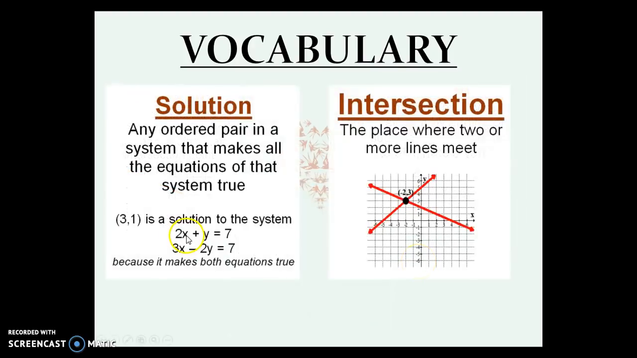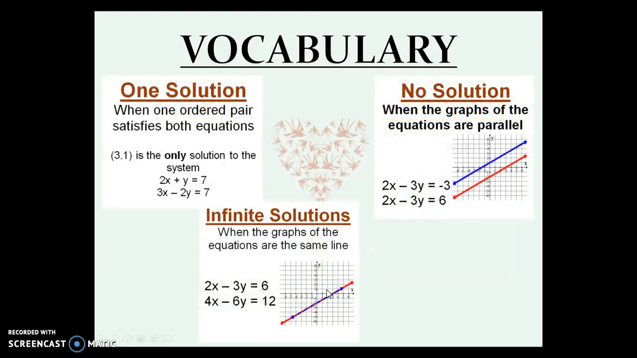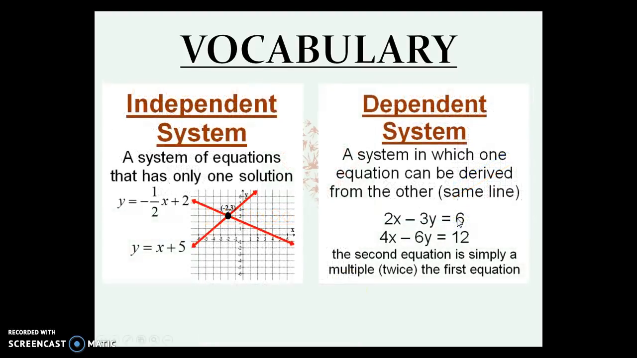Solution is where the x and the y meet, okay? Or it's what x and what y make both statements true. The intersection, also the solution, same thing. One solution is when they cross only once. Infinite solutions is when they're the same line, one right on top of the other. No solution is when the lines are parallel.